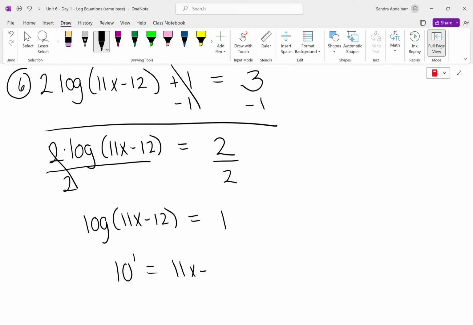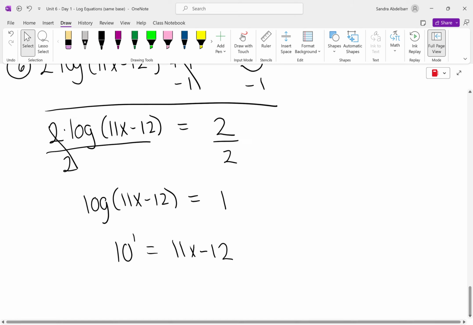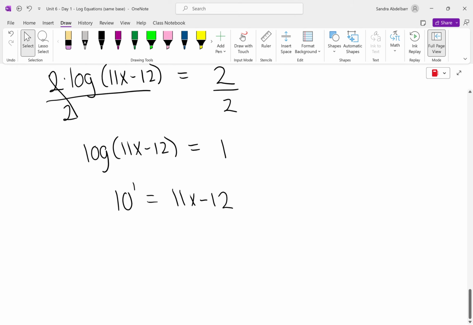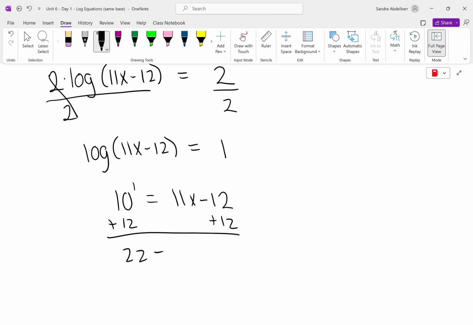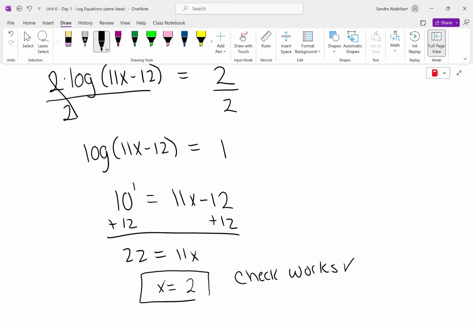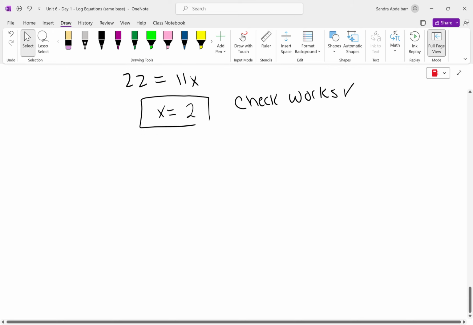Can I now change it back to exponential? Yeah, so it's going to be 10 to the first power is equal to 11x minus 12. So now, add that 12 over. So we have 22 is equal to 11x, so x is equal to 2. The check works. All right, last problem.